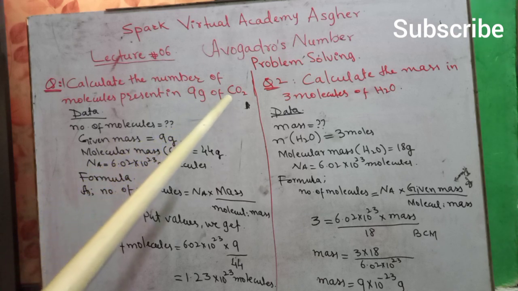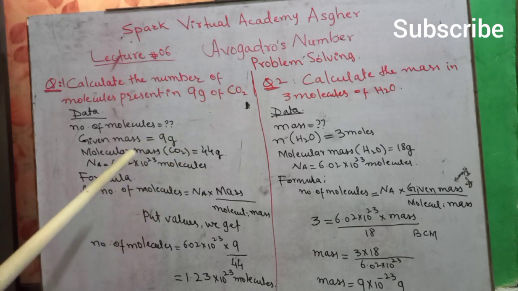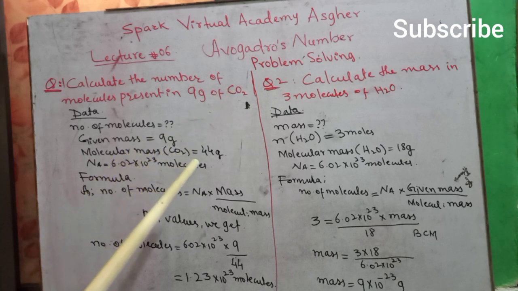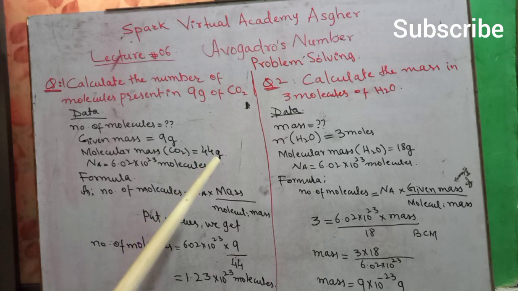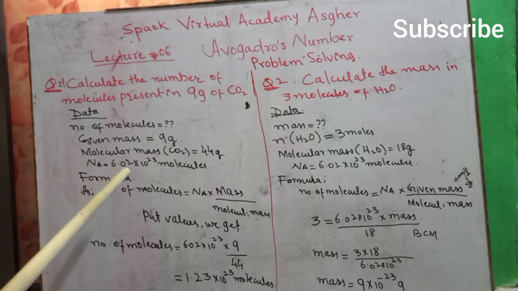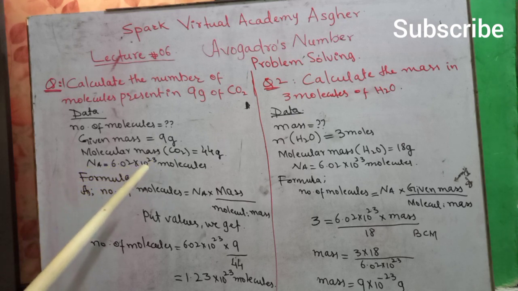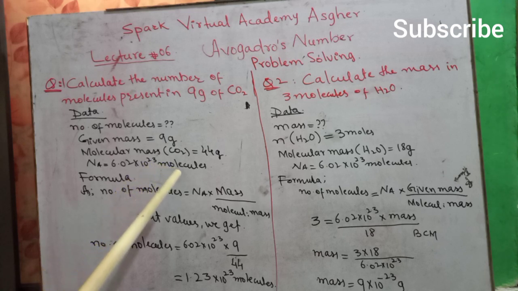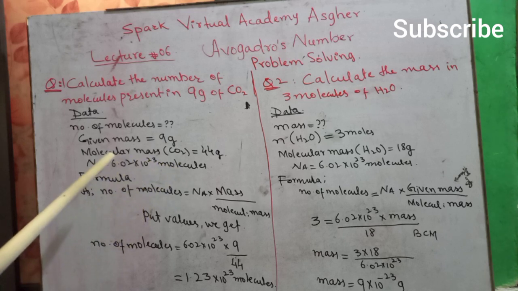However, since carbon dioxide is a molecule, you have to write down the molecular mass of carbon dioxide, which is equal to 44 grams. And the constant Avogadro's number is equal to 6.02 into 10 to the power 23. Here you do not have to put particles. Indeed, you have to put down molecules because we are dealing with molecules right now.